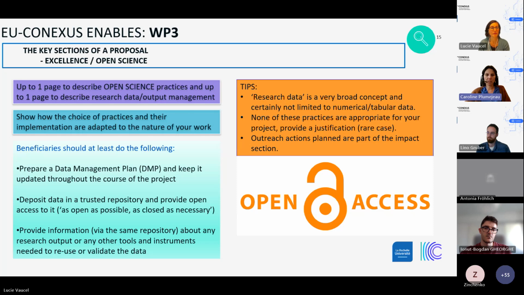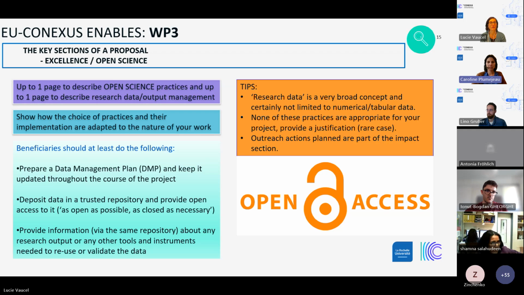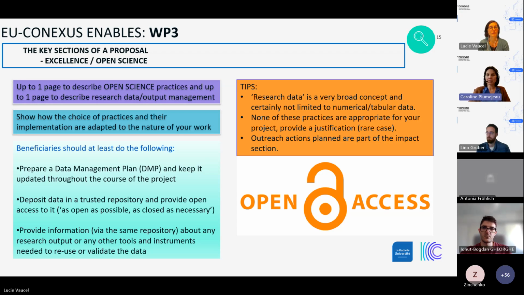And provide information about any research output or any other tool and instruments needed to reuse or validate the data. And you can take some tips into account. Keep in mind that research data is a very broad concept and certainly not limited to numerical or tabular data. If you believe that none of these practices are appropriate for your projects, we said that before, provide a justification. But it's a rare case.